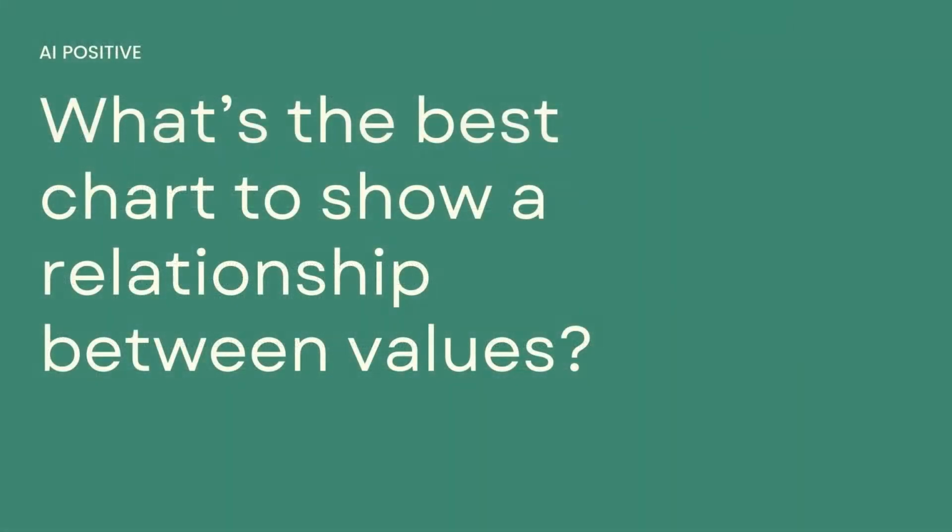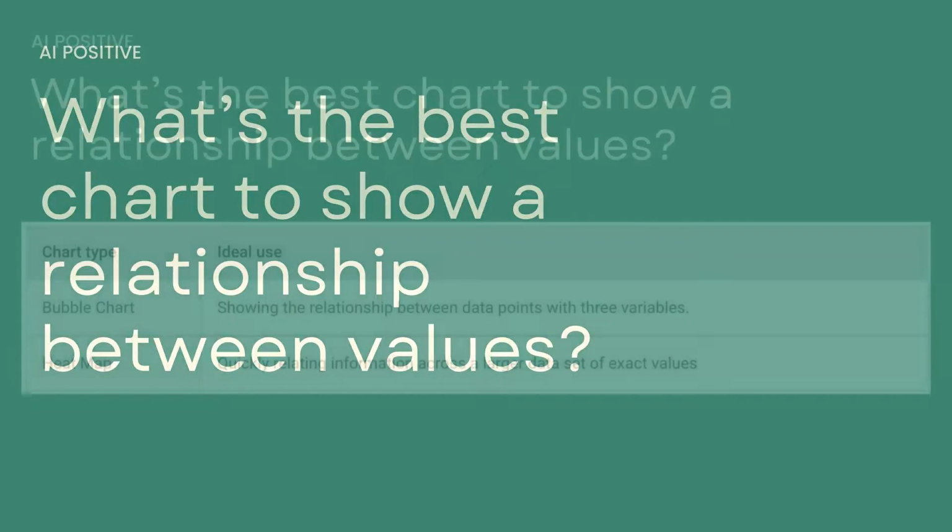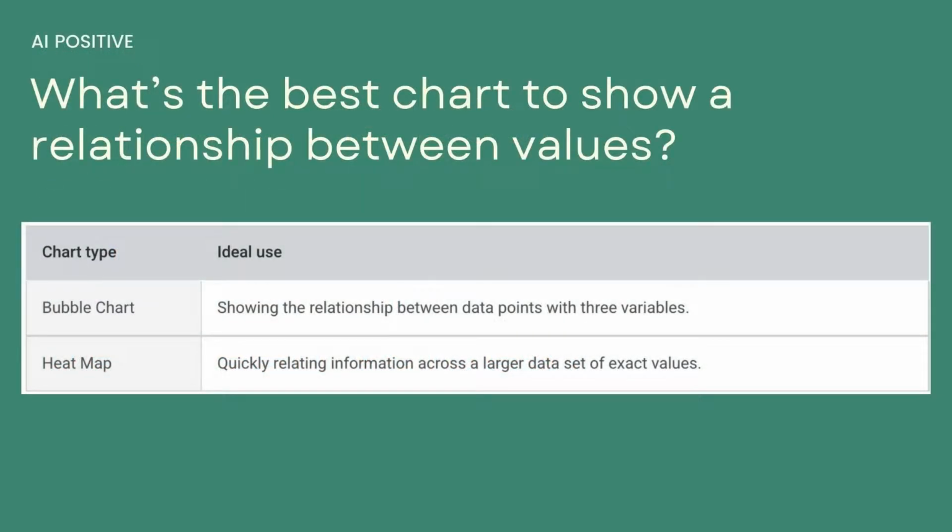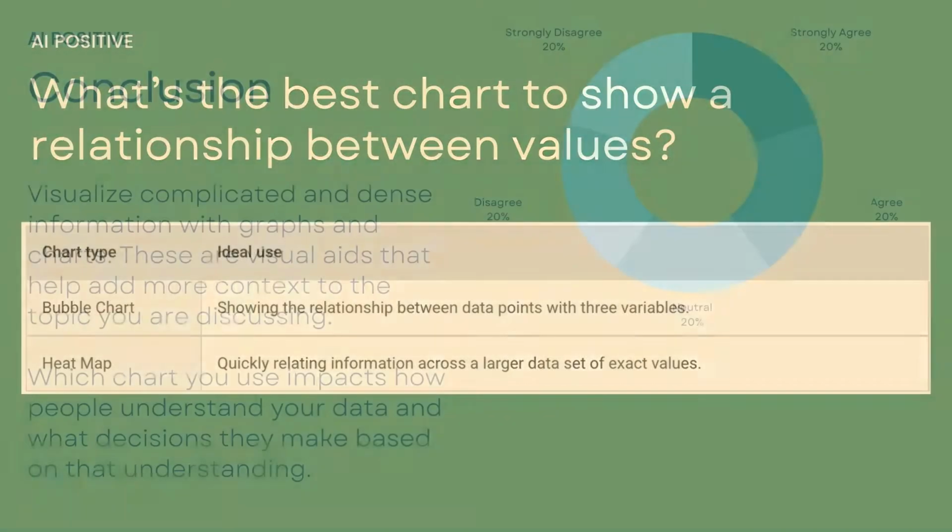What's the best chart to show a relationship between values? Questions in this category ask how values and attributes relate to each other. Bubble charts and heat maps can help you quickly identify relationships between data points.